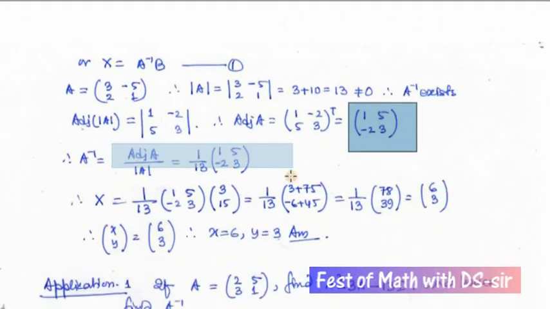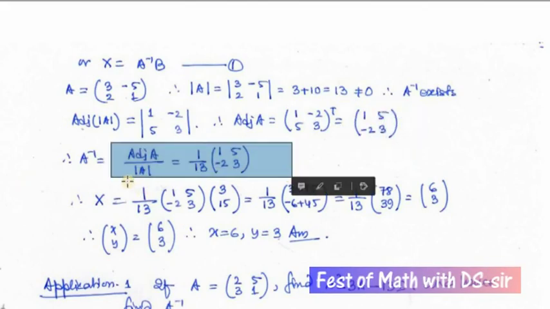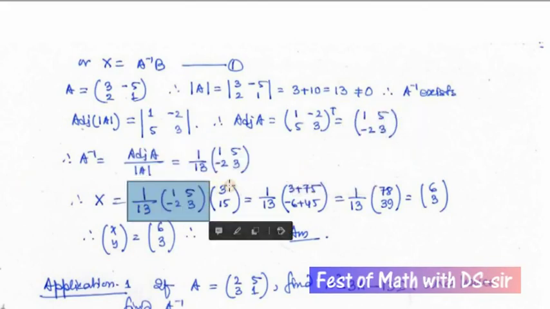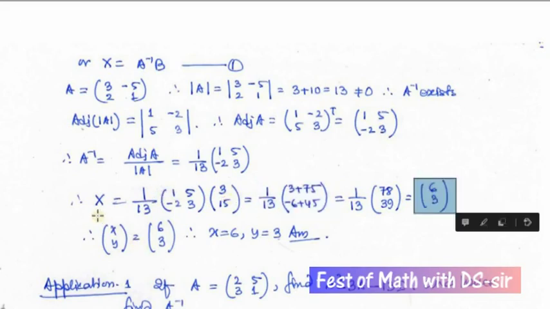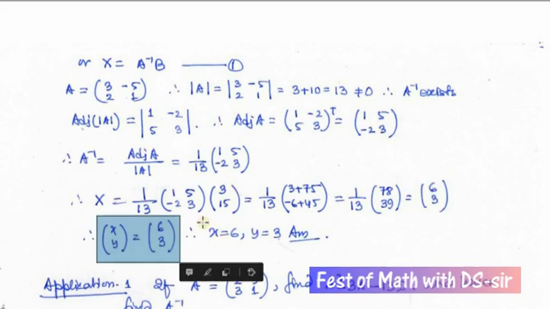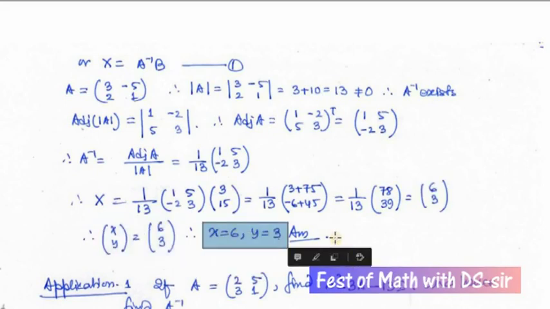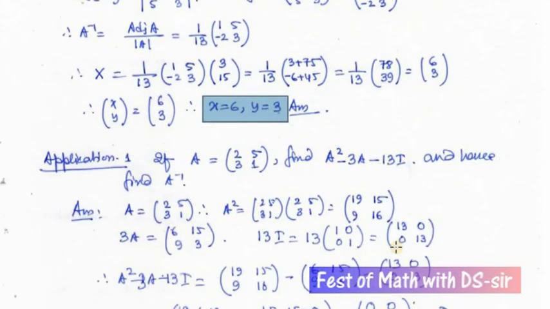So A inverse is 1 by 13 this. Again X is A inverse into B, keeping 1 by 13 outside, I multiplied these two matrices, and the result is 6, 3. So X, Y is 6, 3, so X is equal to 6 and Y is equal to 3 are the answers. Very simple, just you need a lot of concentration. Now I will end today's lesson with two examples.